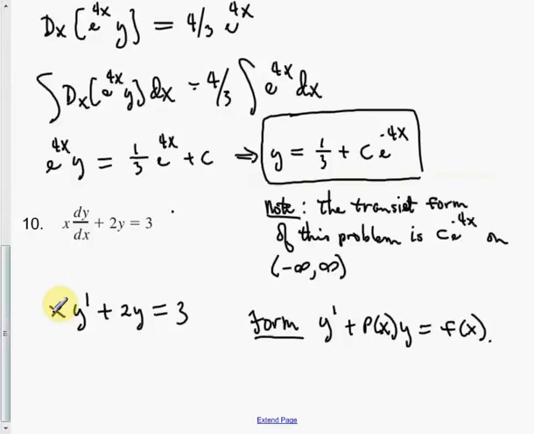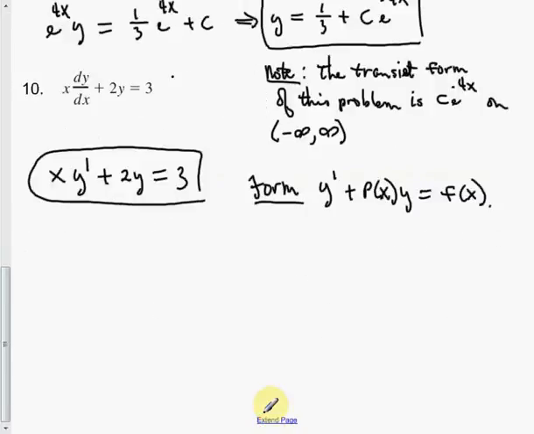So let's look at this problem. We're going to divide through by an x so that would leave the coefficient of y prime as 1. So here we have y prime plus 2 over x times y is equal to 3 over x.